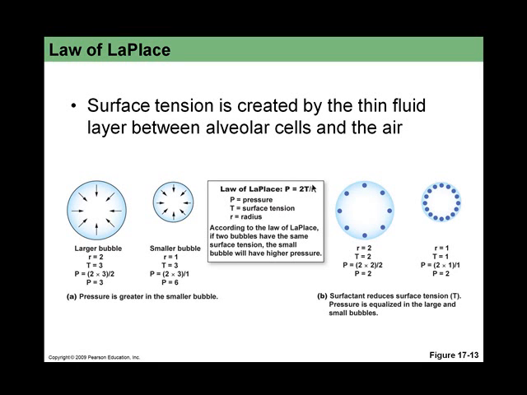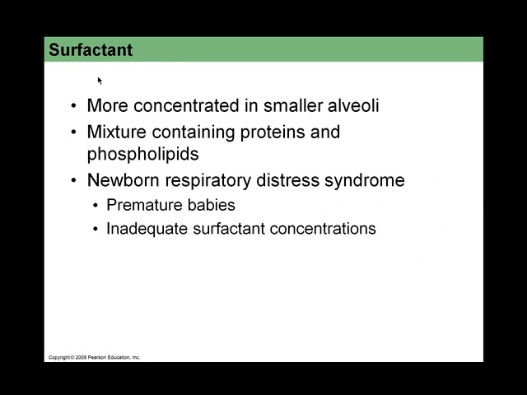But if you change both the tension and the radius proportional to each other, so if the radius decreases by a factor of 2, this should decrease by a factor of 2, you get no change in pressure. That is what surfactant is capable of doing, reducing surface tension proportional to the change in radius within normal functional ranges of changing the radius of our alveolus, such that there's no effect on the total pressure. So surfactant is more concentrated in the smaller alveoli.